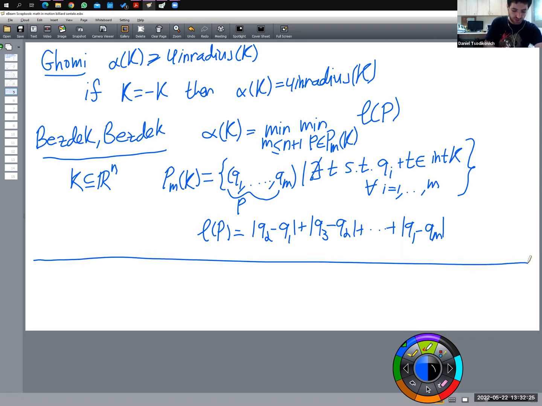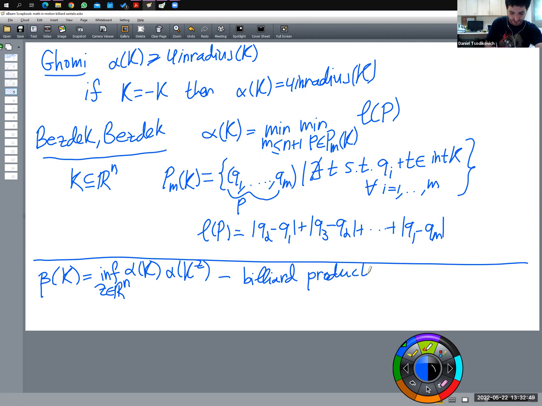So what we are going to define is the billiard product of K, which is defined similarly to the volume product, as the product of the shortest billiard trajectory in K and in its dual. So this is the billiard product of K. And we will mostly focus on the two-dimensional case. So usually n will be 2, but some things are also true for general dimension.